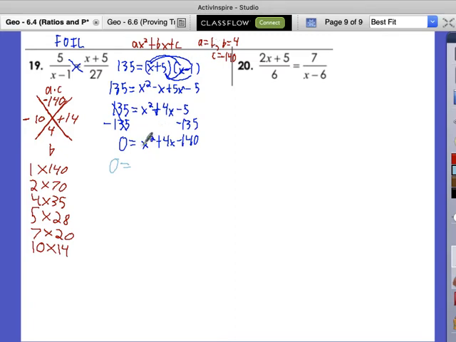When a is 1, we can use a shortcut. It won't be the case on number 20, but it is the case on this one, to where I can put my variable x, and then I can put this sign and number, minus 10. And that's my first parenthesis.